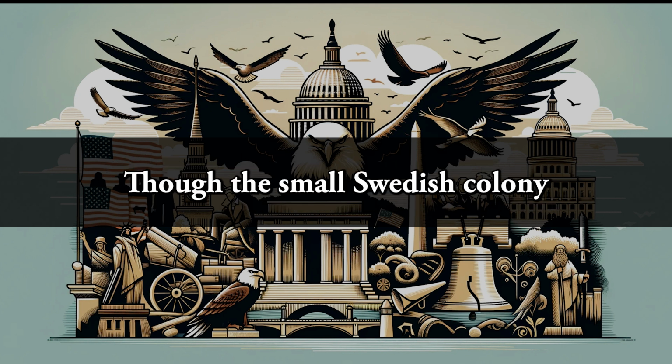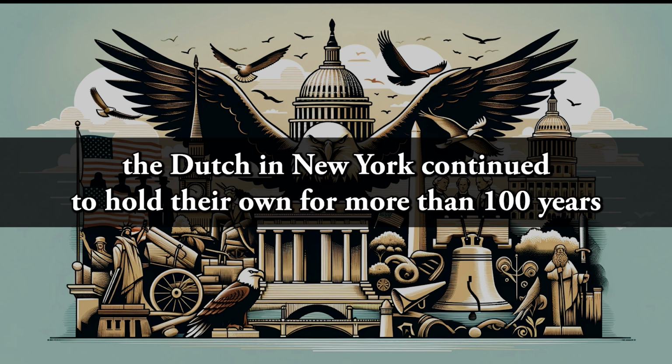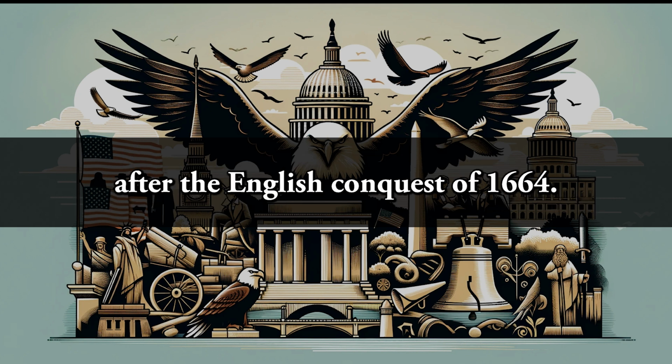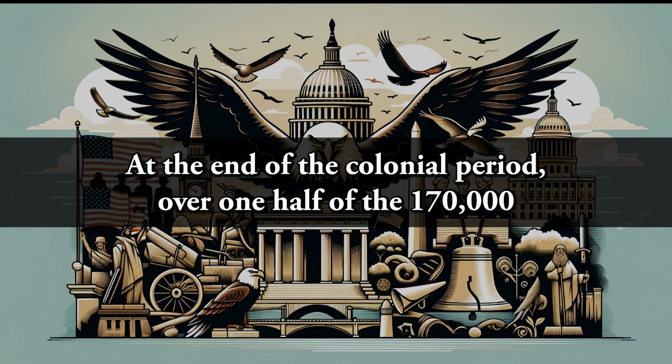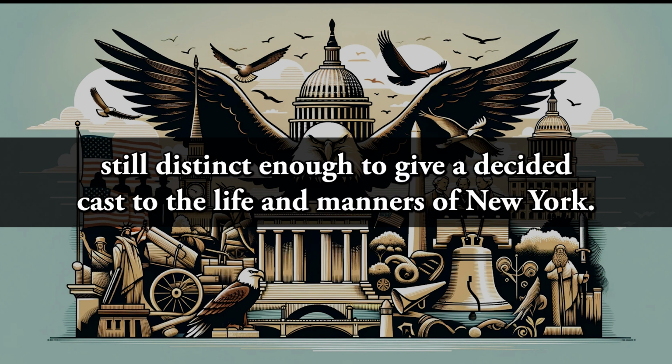Though the small Swedish colony in Delaware was quickly submerged beneath the tide of English migration, the Dutch in New York continued to hold their own for more than 100 years after the English conquest of 1664. At the end of the colonial period, over one-half of the 170,000 inhabitants of the province were descendants of the original Dutch, still distinct enough to give a decided cast to the life and manners of New York.